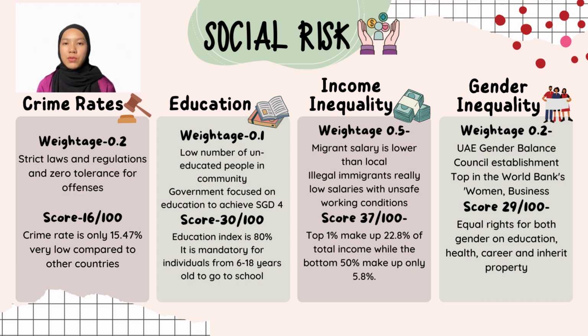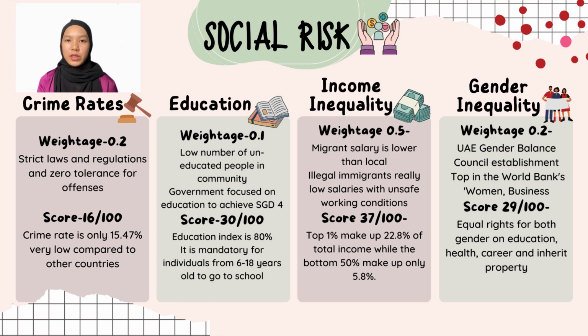Besides, is education. The weightage given for education is 0.1 because there is a low number of uneducated people in UAE as the government has focused on education to achieve the SDG4 to ensure quality education. The score given is 30 because the UAE Education Index is 80%. It is mandatory for all 6 to 18 year olds to go to school.